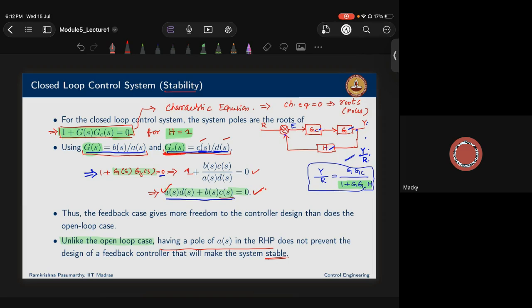So that is stability. It means that initially, if the pole locations of G of S, that is B of S and A of S, are in the right hand side, you can choose your C of S and D of S expressions so that you are choosing the GC of S. That changes the pole locations. You can properly tune them to push the poles to the left hand side. That's the major point.